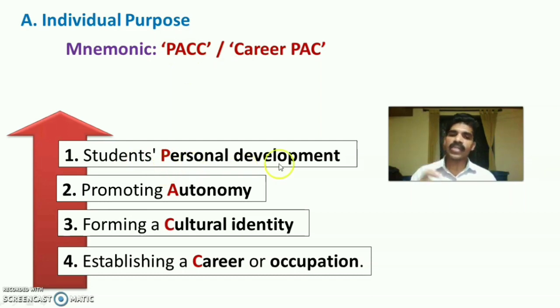P stands for personal development or personality development. So overall purpose of the education is personality development of the child, student or an individual. Then A stands for autonomy. Autonomy is nothing but liberty or freedom to live, so promoting freedom or autonomy. Then C stands for forming a cultural identity, that is the formation of a cultural identity of an individual person, with specific unique characteristics and a specific practice of culture.